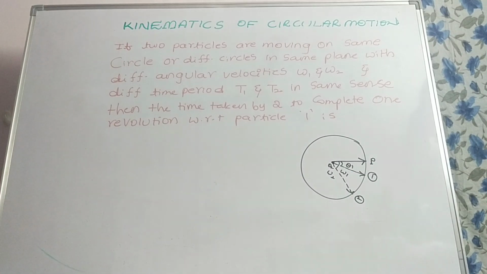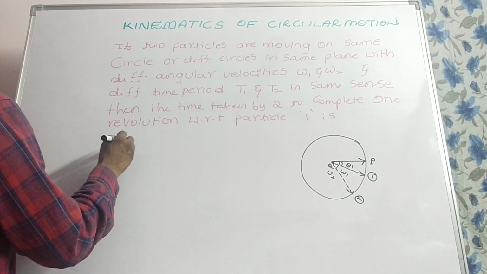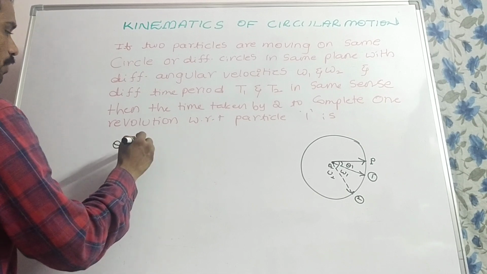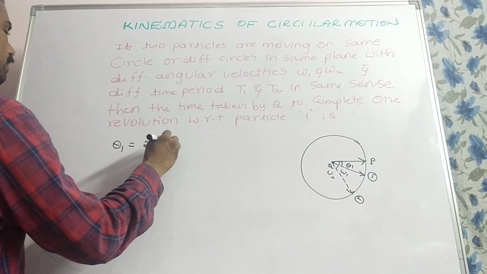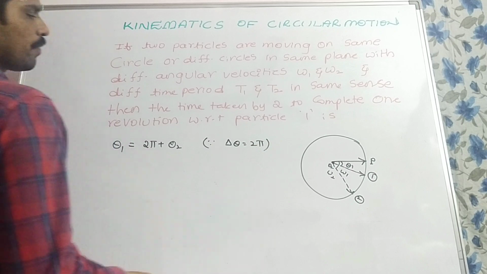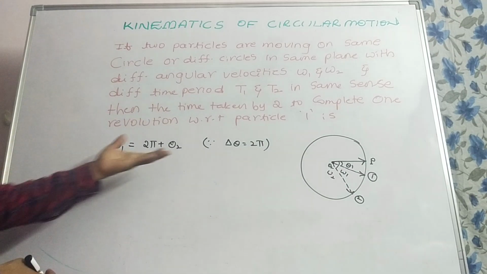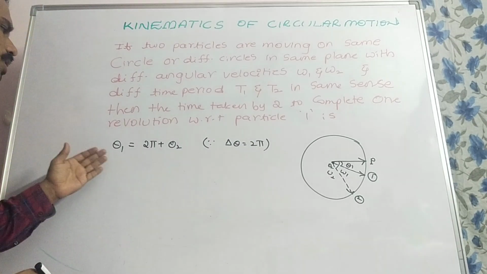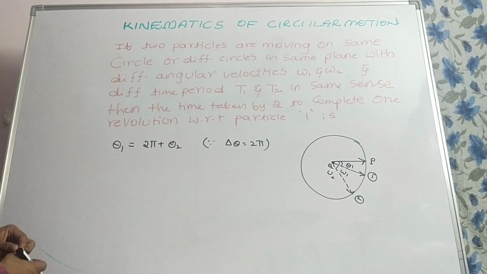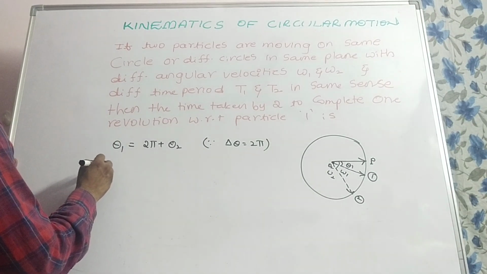Now let us consider the relation between theta 1 and theta 2: theta 1 is equal to 2 pi plus theta 2, since we know delta theta is equal to 2 pi. Of course, particle 2 will be in front and particle 1 will be lagging, so the difference will be like this. Theta 1 is equal to 2 pi plus theta 2.